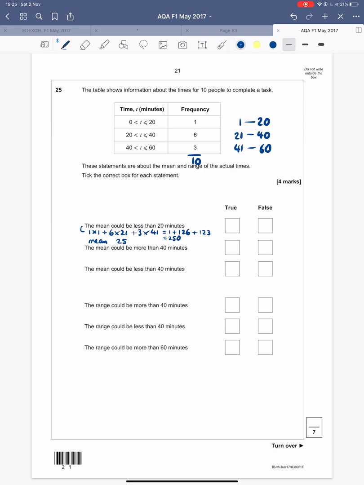Okay, so you can see, even if we reduce them all quite a lot, I'm just going to draw that line in there, we're not going to get it down to less than 20.